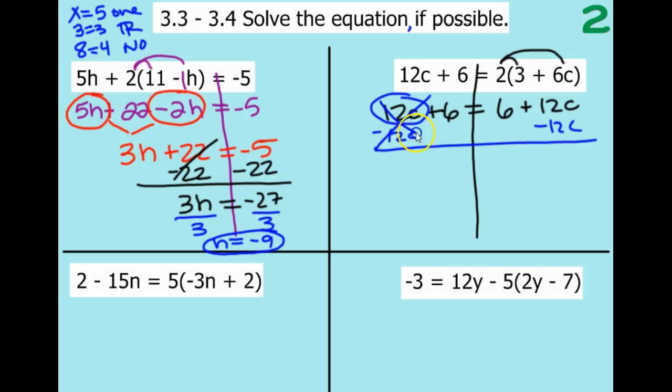12c minus 12c is not just c, it's 0, it's nothing. There's no c's left. If I have 12 carats and I take away 12 carats, I now have nothing. So 6 equals 6. Well, 6 does equal 6, so our answer is all real numbers. Whatever we plug in for c, they will automatically be equal.